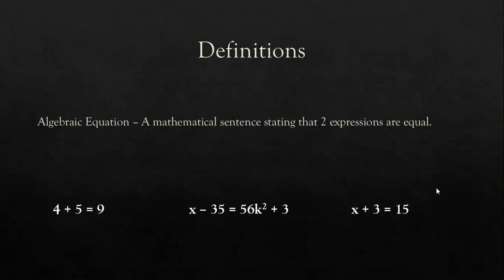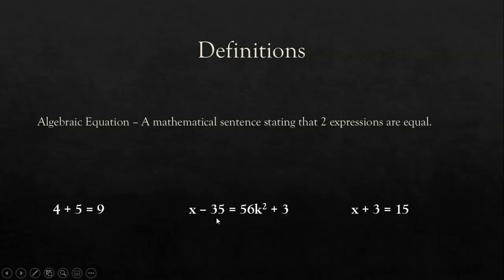So an algebraic equation is the exact same thing, except it has an equal sign in between. It's a mathematical sentence stating that two expressions are equal. In other words, the left-hand side is equal to the right-hand side. So in this equation, we have 4 plus 5 equals 9, which is true because 5 plus 4 is 9.